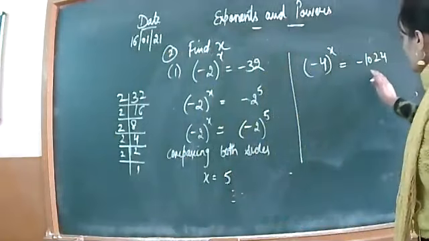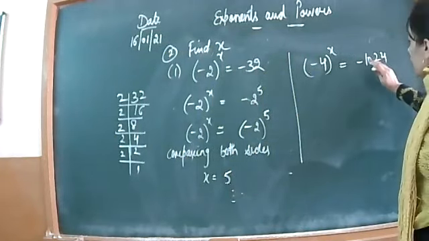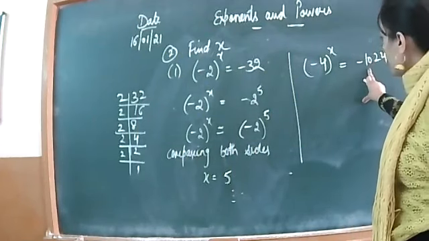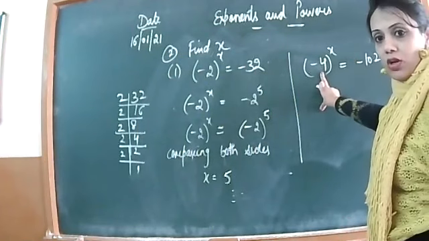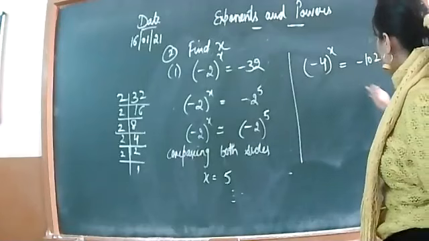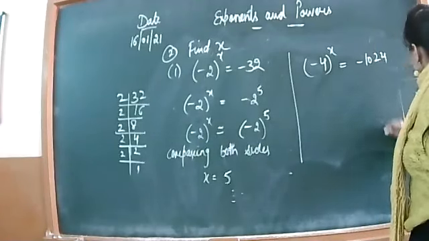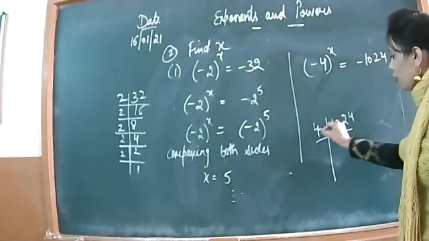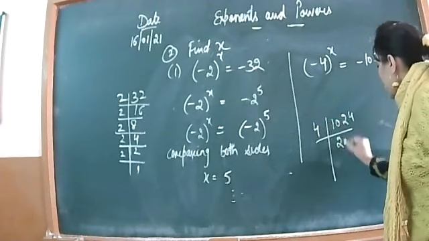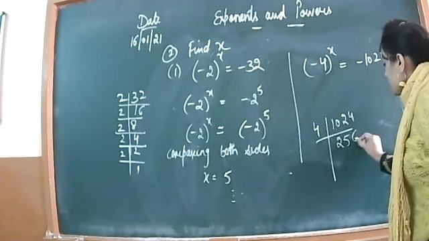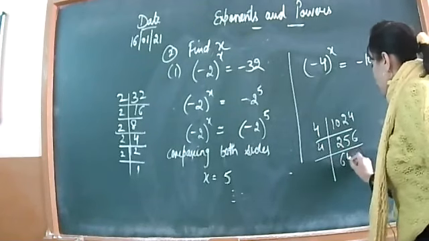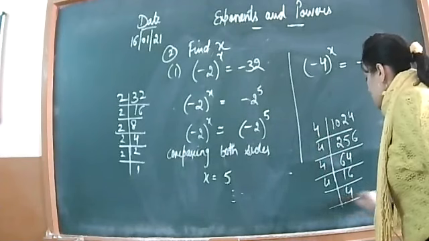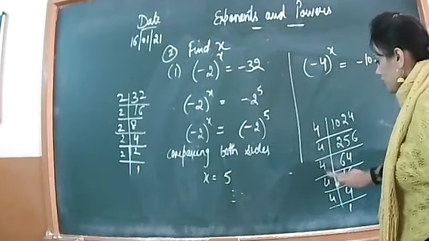Now, 1024 we are having. Now we have to make the factors of 1024. But what we want in our base we want -4. So what we will do in this question, we will make the factors of 1024 by dividing it with 4. Fine. So 1024 divided by 4 is 256, then 64, then 16, then 4, then 1.